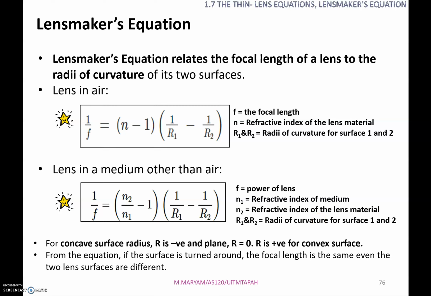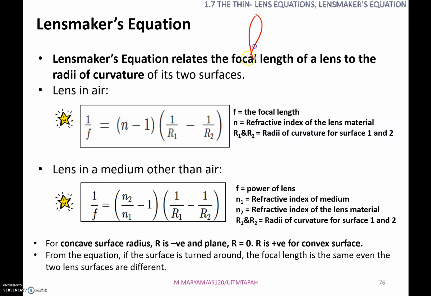So today we are going to continue with the topic of the lens-maker equation. What is the lens-maker equation? It relates the focal length of the lens to the radius of curvature of its two surfaces. Radius of curvature is actually the center of the lens.